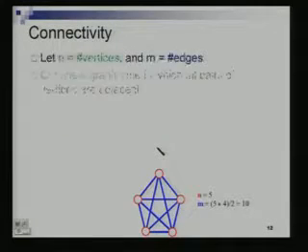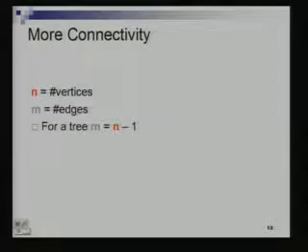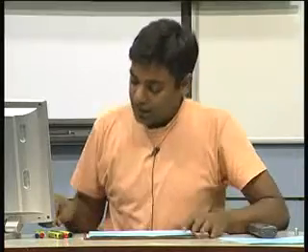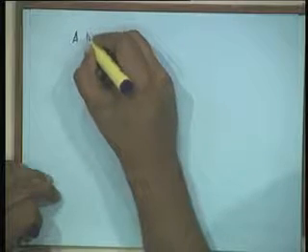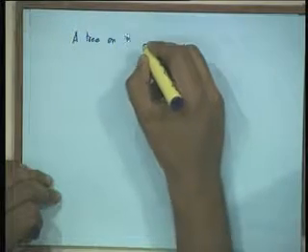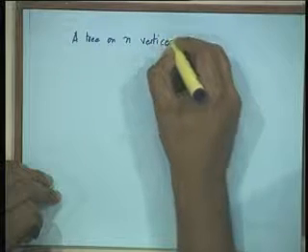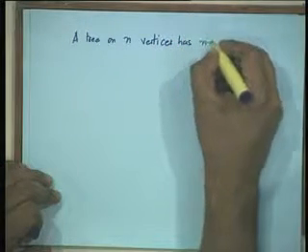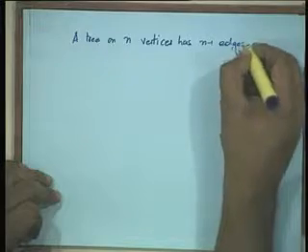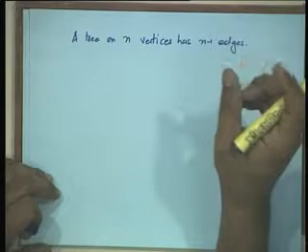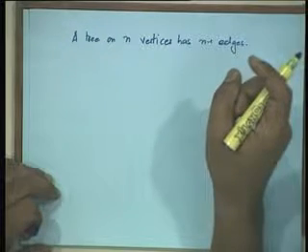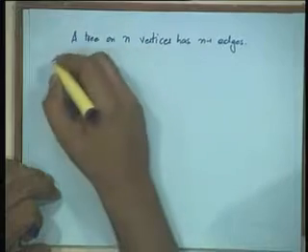Okay, let's prove this. Don't worry, it's a true statement, so it will have a simple proof, right? So let's prove that. What will be the proof? We have to prove that a tree on n vertices has n minus 1 edges. Let's do it by induction, as simple as that. So, proof by induction.